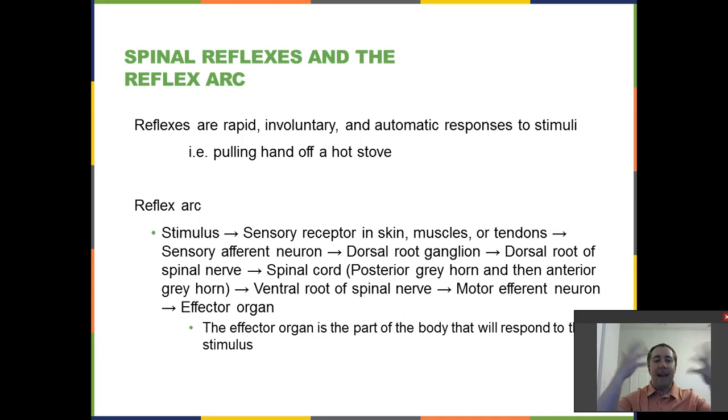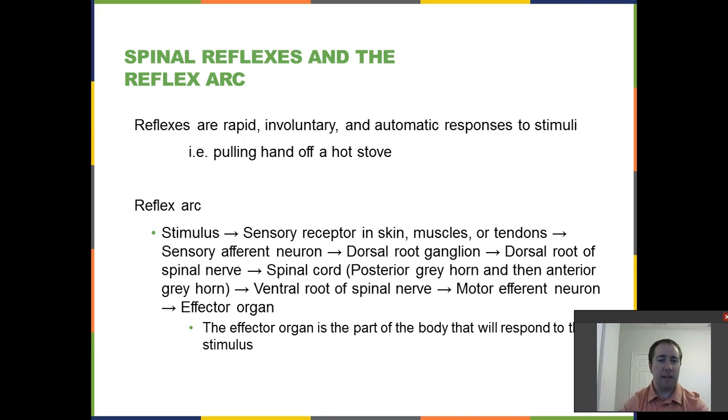If something was flying at your head, the light bouncing off that thing coming into your eye would be the stimulus there. So then we have some sort of a sensory receptor that's going to detect that stimulus. That is going to be a pain receptor on our hand, the touch receptor in our knee, or the receptors on our retina, whatever it may be. And that is going to send a signal up through a sensory or afferent neuron.